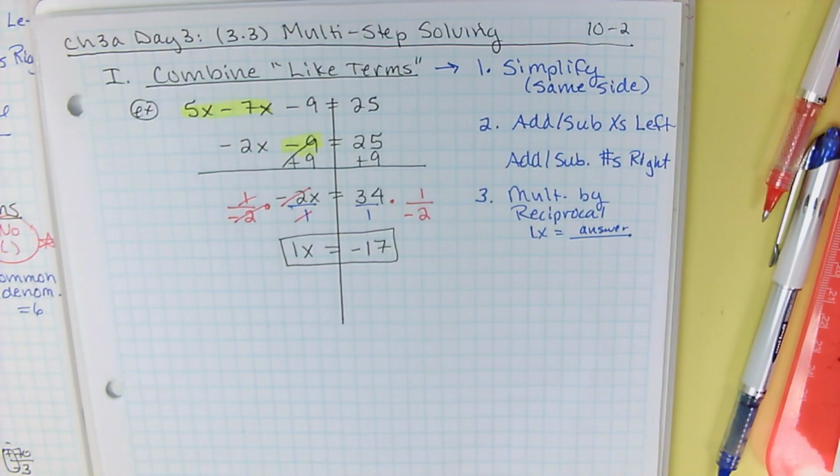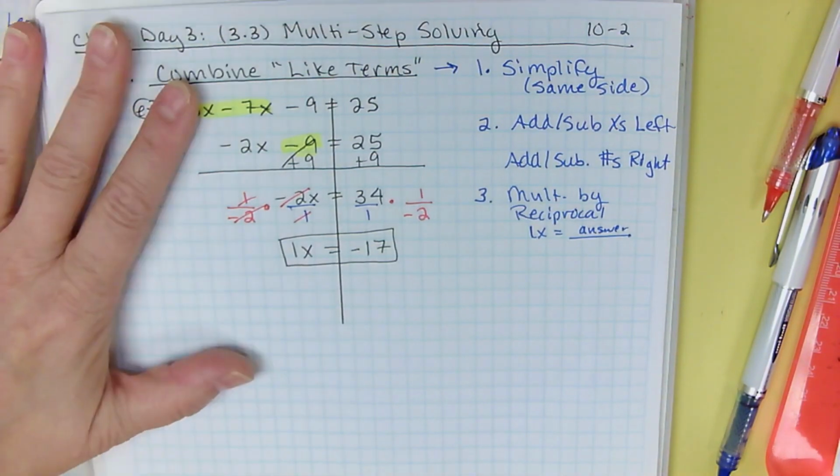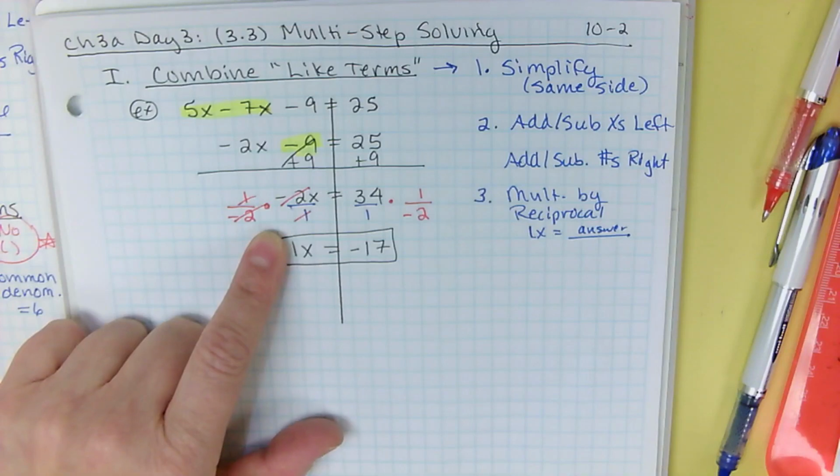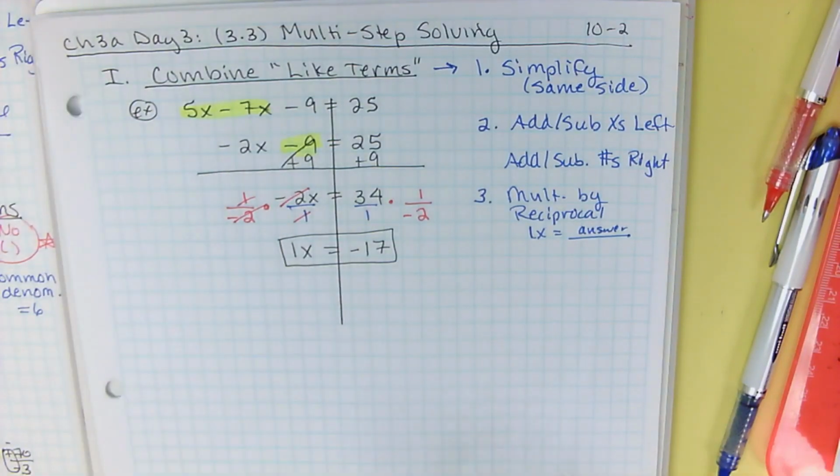So that's basically the same process we've been following. It's just we're putting the steps together now. We're simplifying first, adding and subtracting second, multiply by reciprocal third. So we're pulling those three things together.